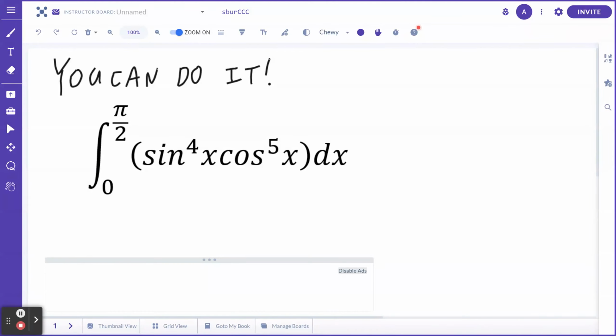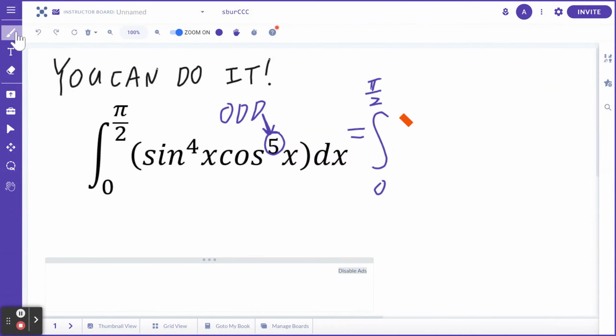Step number 1. Recognize that the exponent is odd. So when you think about cosine x to the power 5, 5 is an odd number, which means you can rewrite this as the antiderivative, again, from 0 to pi divided by 2. You can copy sine x to the power of 4. When you think about cosine x to the power of 5, break this apart.